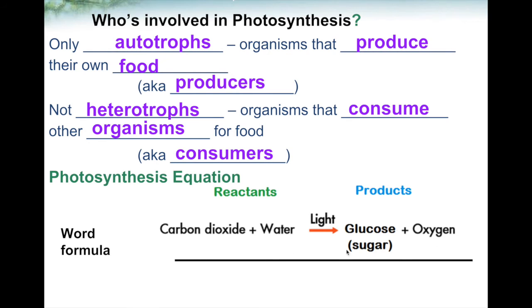So this is the word formula. It needs carbon dioxide, water, and light. The producer needs those three things, and it'll yield or make glucose, which is a type of sugar. It's its food, and oxygen.